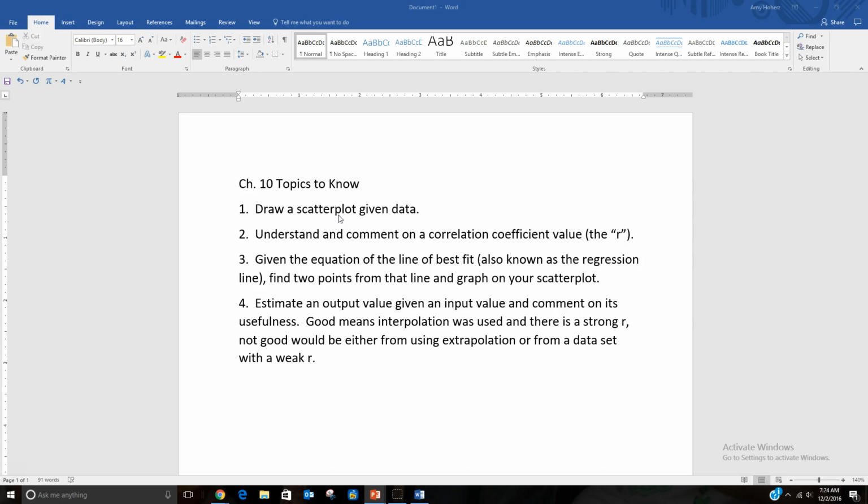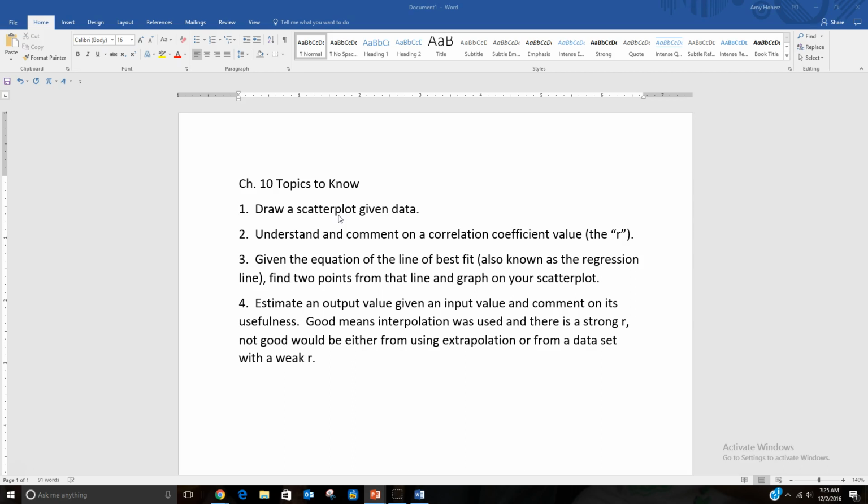The second thing is understanding and commenting on the correlation coefficient. I'm going to go over that briefly here in a minute, but when I say comment on the correlation, that means you should be able to say whether it's a strong correlation or a somewhat strong correlation or a weak correlation. And then you should also be able to say whether it's positive or negative. Those are the two things that are important. You need to be able to say it is a strong correlation, it's a somewhat strong correlation, or it's weak, and it's positive or it's negative.